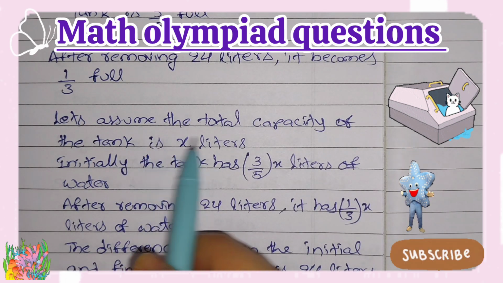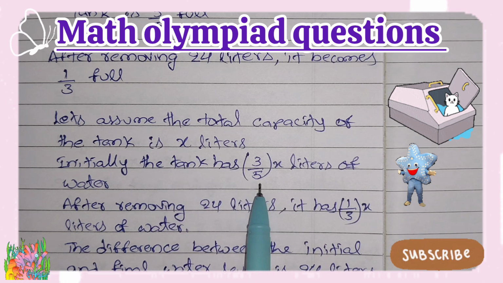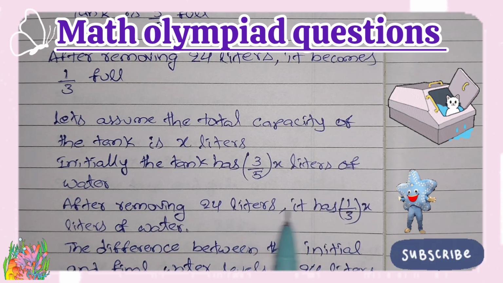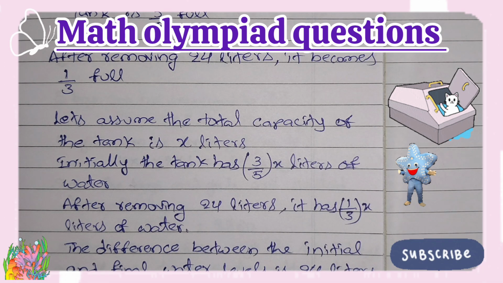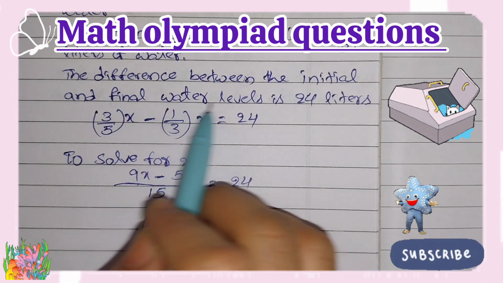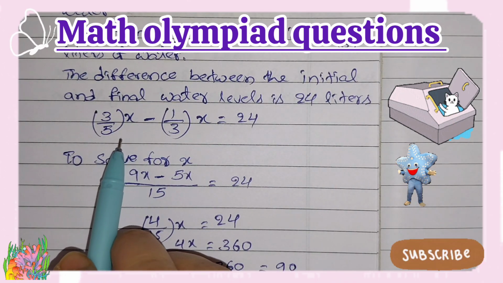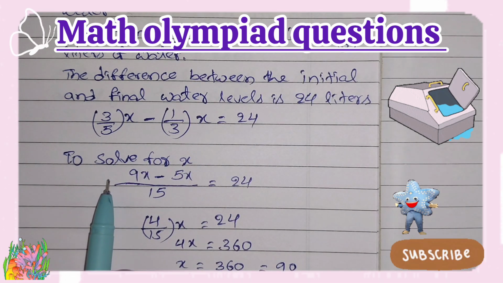Let's assume the total capacity of the tank is x liters because we don't know the capacity. Initially, the tank has 3 by 5 of x liters of water. After removing 24 liters, it has 1 by 3 of x liters of water. The difference between the initial and final water levels is 24 liters. The equation is 3 by 5 of x minus 1 by 3 of x equals 24.